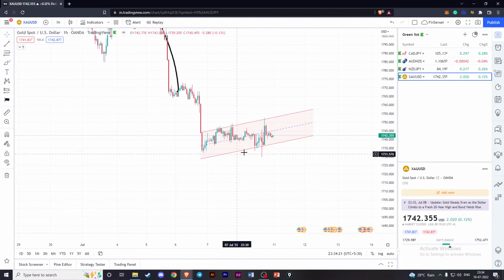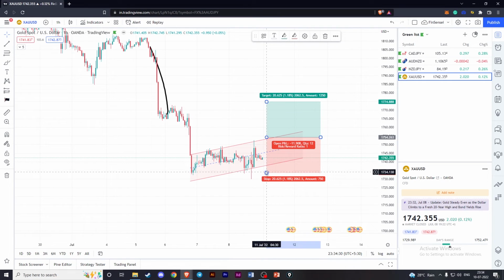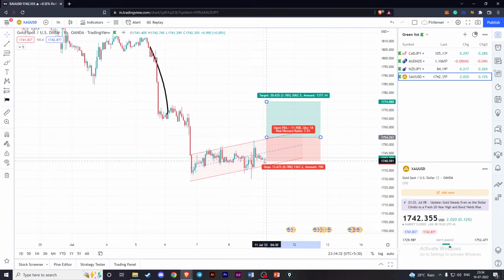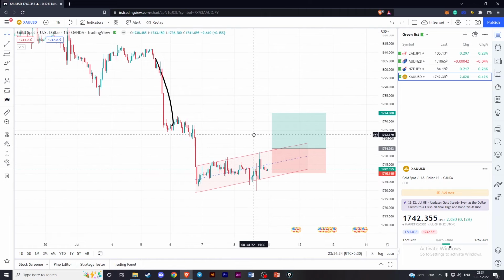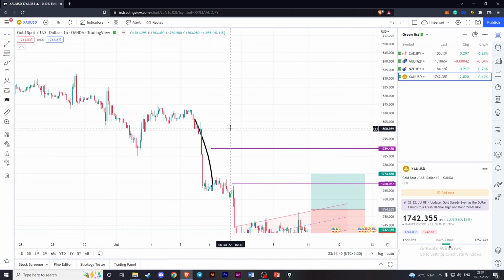At the same time, theoretically speaking, this range might give a bullish breakout as well. In that case, we can go long from that point, and our stop loss should be below the last swing low, and our first target should be this resistance zone, second should be this resistance zone, and the final target should be near these points.